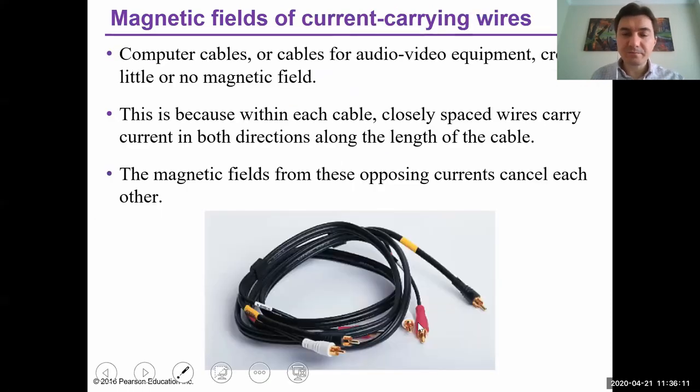For this reason, we use special cables in computers, also in cables for audio video equipment, and they produce no magnetic field or very little magnetic field because they have special design. Within each cable here, you see closely spaced wires carry current in both directions along the length of the cable. So if you have current in that direction, there is another current with the same amount in the opposite direction. Then the magnetic field produced by that current is canceled by the magnetic field produced by the opposite current. So this is the technological application of current carrying wires.